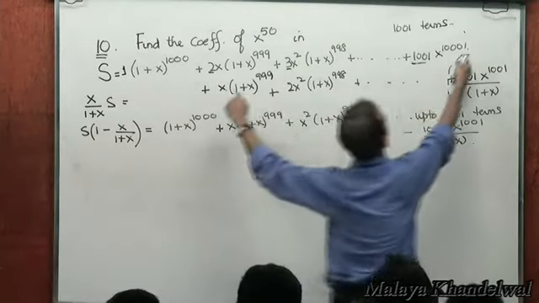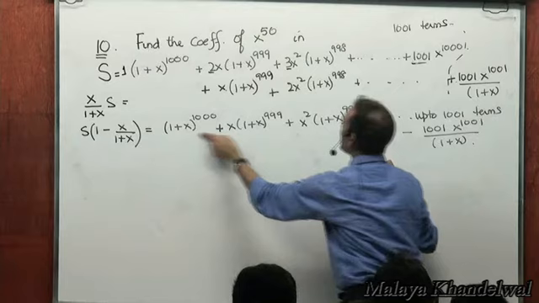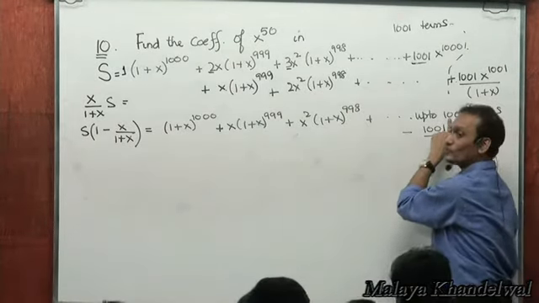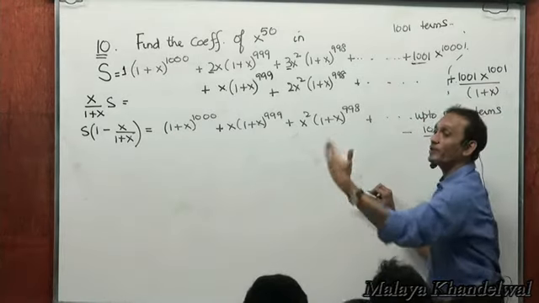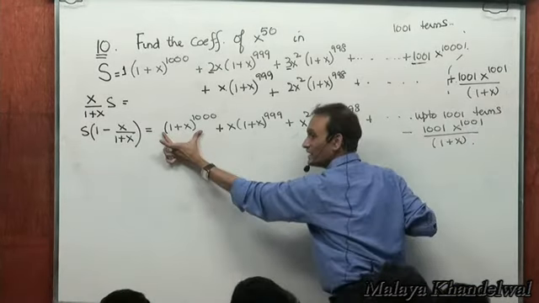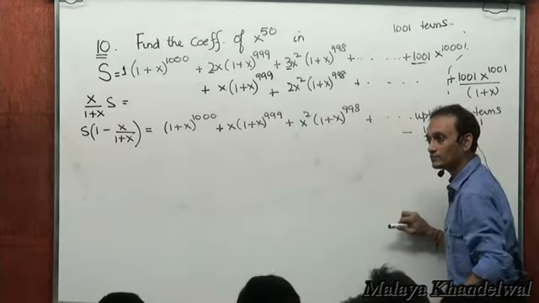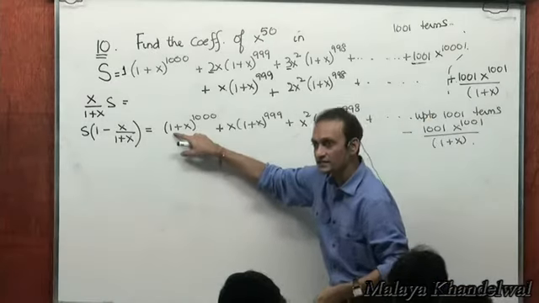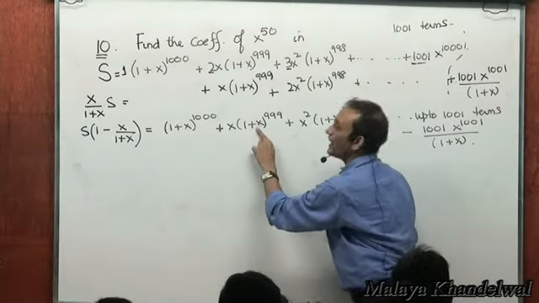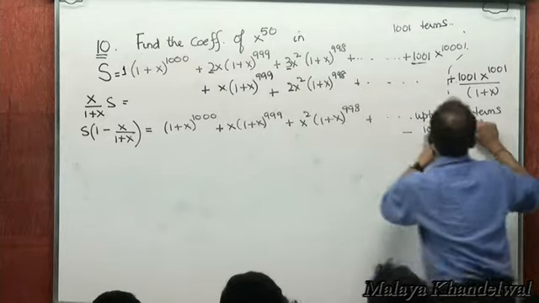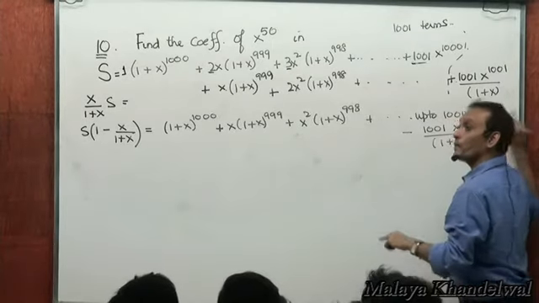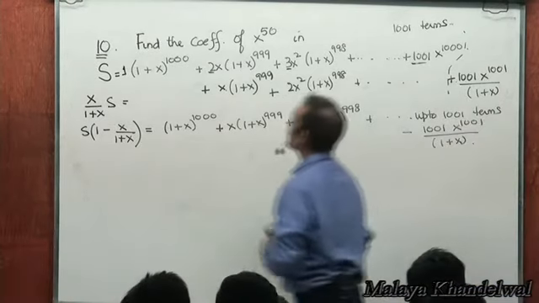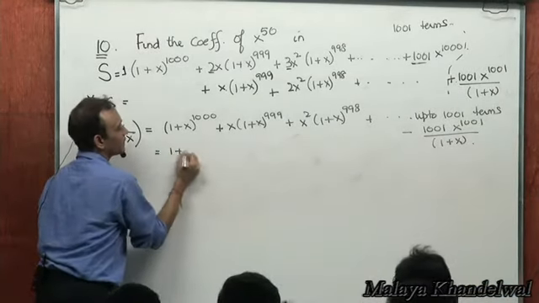Now up to this 1001 terms, when I have paired, this entire thing is now a pure GP series with common ratio x by 1 plus x, first term being equal to this, number of terms being 1001. So sum of 1001 terms of a GP series would be A, which is this, into R, which is x into x by 1 plus x, to power n, which is 1001, minus 1 divided by R minus 1. Yes or no? Right?